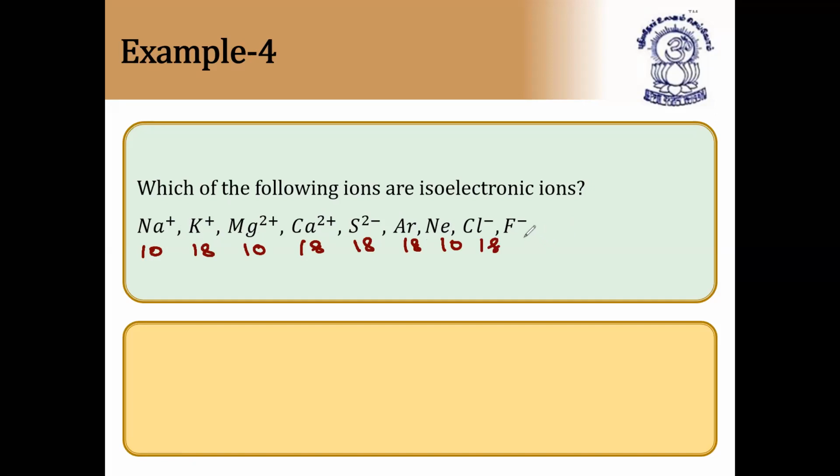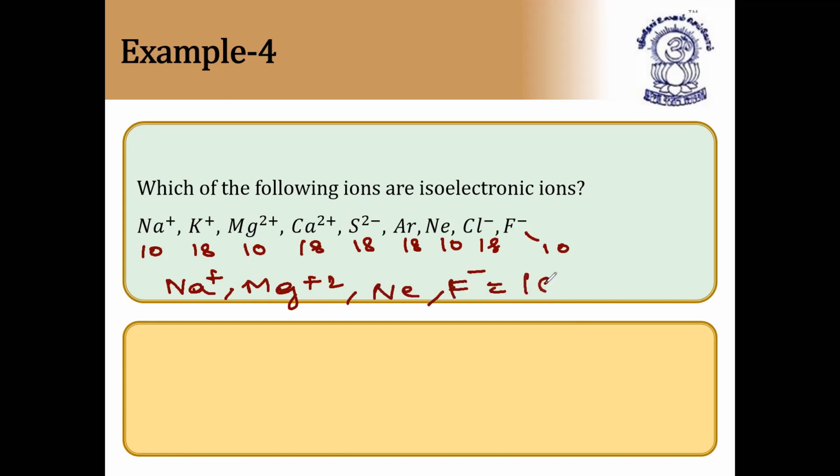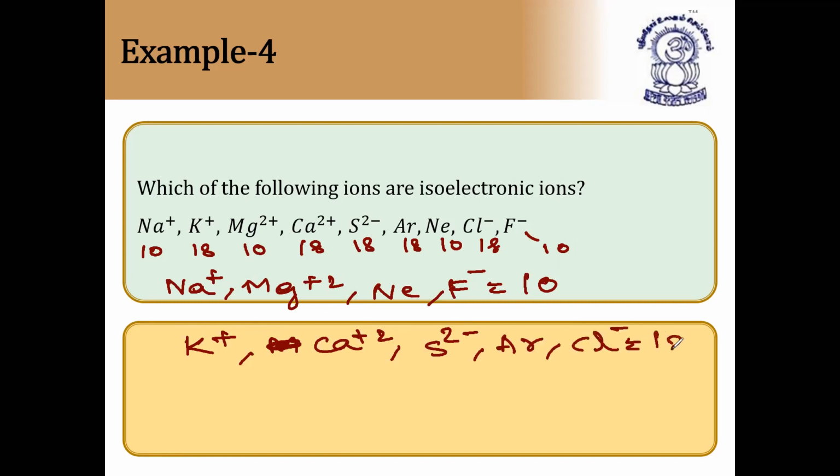F minus: F is 9 and it is gaining 1 more electron, so it is 10. So you can separate them. Na plus, Mg plus 2, neon, and F minus are isoelectronic, and K plus, Ca plus 2, S2 minus, argon, and Cl minus are also isoelectronic.